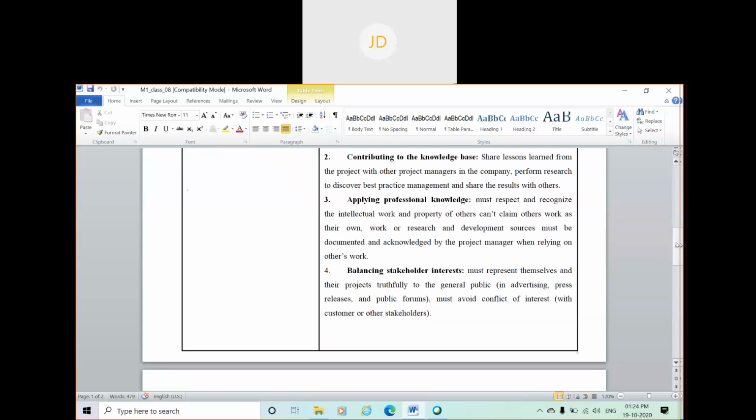Next, number four, balancing stakeholders' interest. I think regarding stakeholders, we already discussed in the first two classes. A professional must represent themselves and their project truthfully to the general public. The general public represents all the others living in the environment. So you should represent yourself and your project truthfully, like in an advertisement, a press release or a public forum. You should not misuse the public forum by giving false information to the client or to other people. You must avoid conflict of interest with the customer or other stakeholders. That means you should follow the law binding you to other stakeholders, and maintain a good relation with the customer.